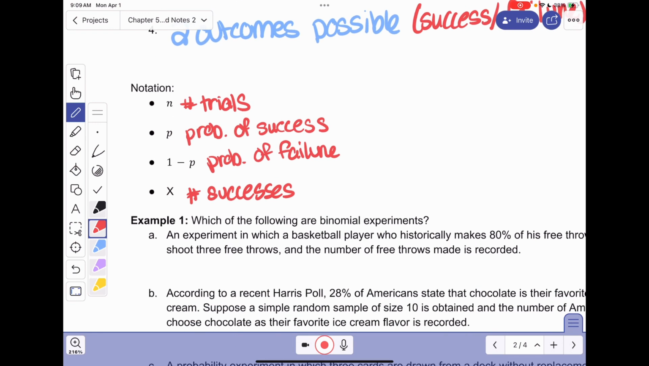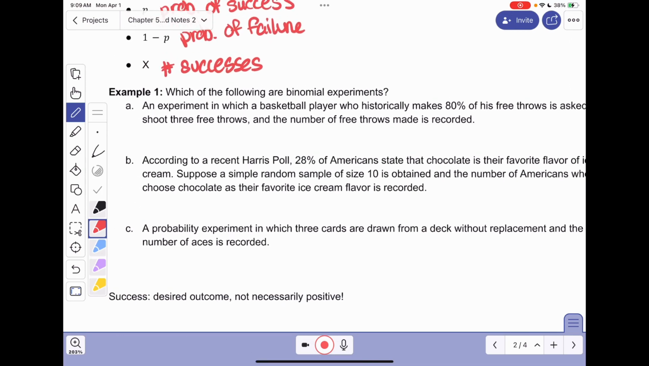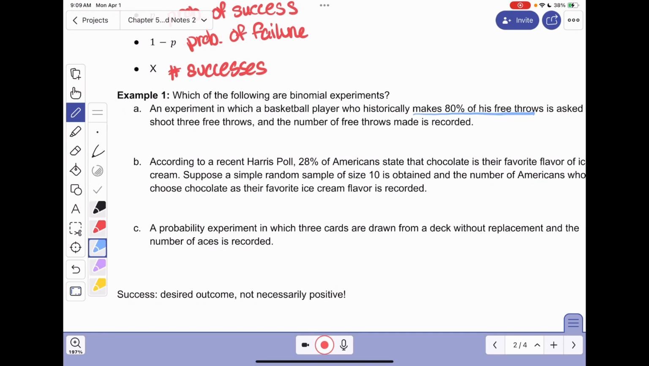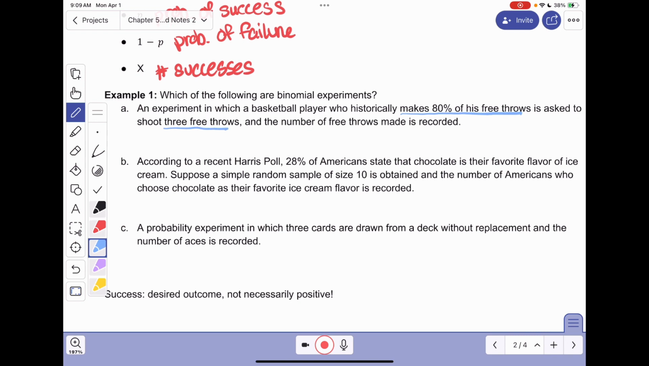So let's decide if these are binomial experiments. An experiment in which a basketball player who historically makes 80% of his free throws is asked to shoot 3 free throws, and the number of free throws made is recorded.